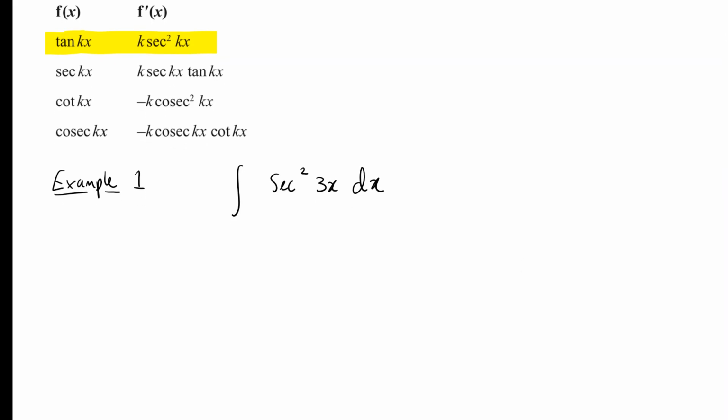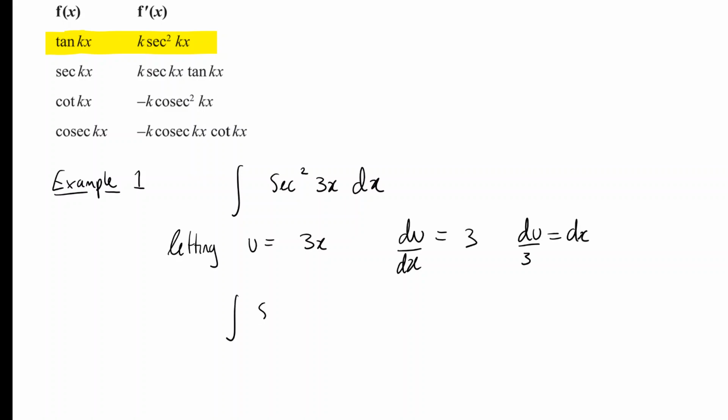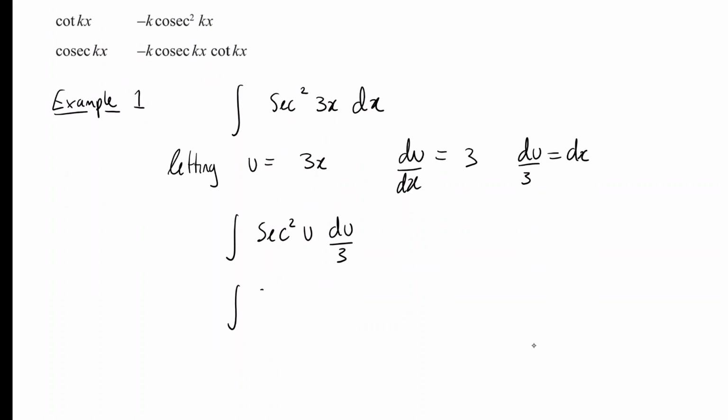Just going to make this a bit simpler by letting u equal 3x. So du dx is equal to 3, therefore du over 3 is equal to dx. We'll see why this is useful. We now have sec squared u du over 3. This just allows for the argument inside sec squared to be simplified, and then just in that last line 1/3 has been taken out of the integral.